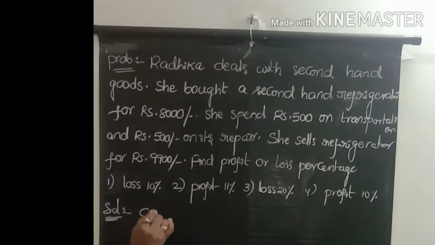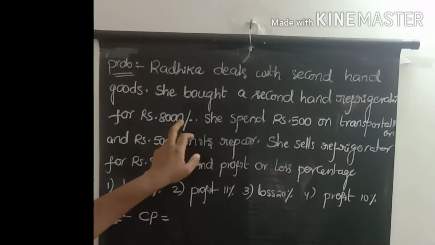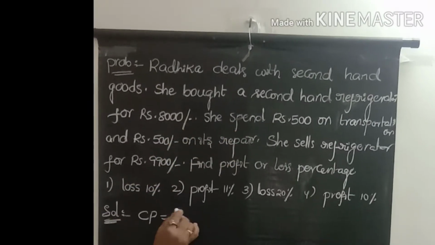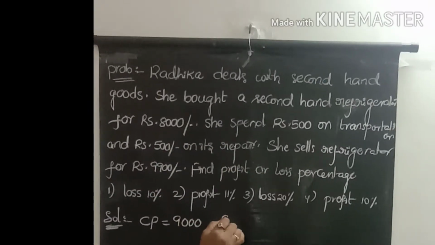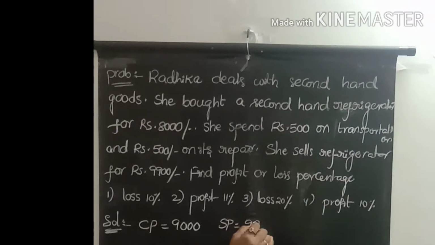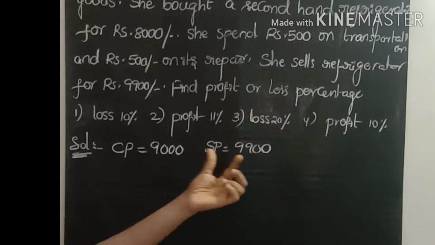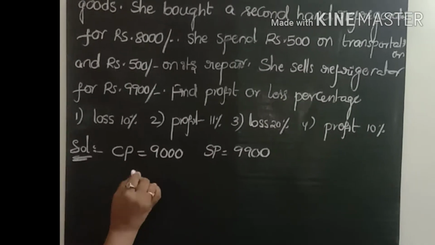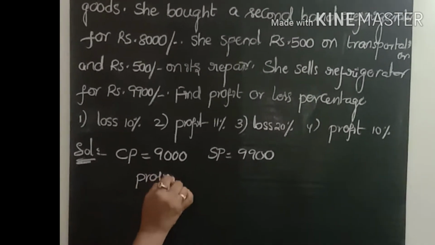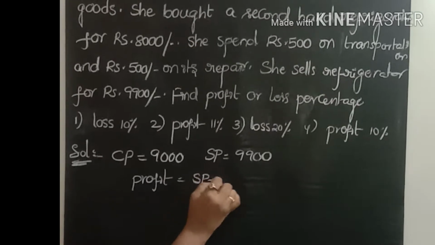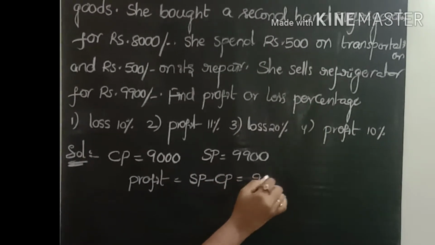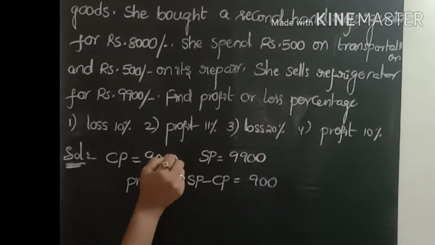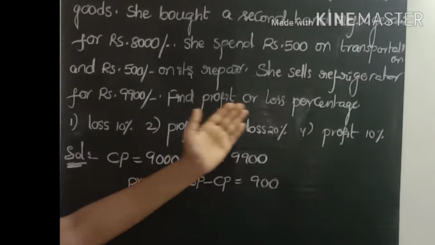So first we take the total cost price. Total cost price is equal to 8,000 plus 500 plus 500, which is equal to 9,000, and selling price is equal to 9,900. So selling price is greater than the cost price, so here we have the profit. Profit is equal to selling price minus cost price, that equals 9,900 minus 9,000, which is 900.